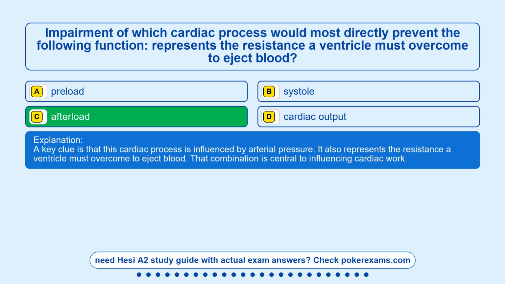A key clue is that this cardiac process is influenced by arterial pressure. It also represents the resistance a ventricle must overcome to eject blood. That combination is central to influencing cardiac work.